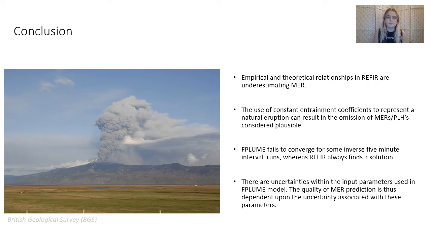This may be an issue particularly for the REEFER model, whereby only constant entrainment coefficients can be used. Although in saying that, F-plume did fail to converge for a number of the unsteady runs, whereas REEFER always finds a solution. Also, there are major uncertainties within the input parameters used to initiate F-plume. So the quality of the mass eruption rate predictions predicted by F-plume are dependent upon the uncertainty associated with these parameters, and so a balance must be struck between increasing the model complexity and reducing the overall uncertainty.